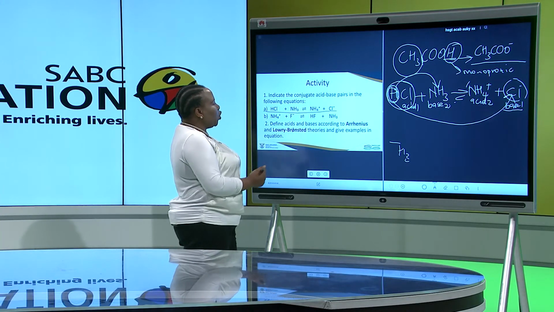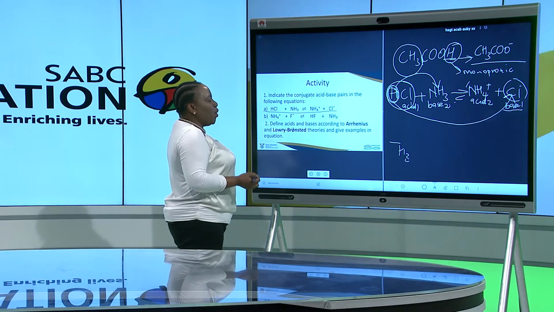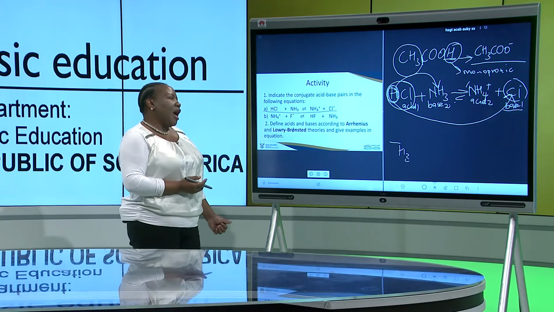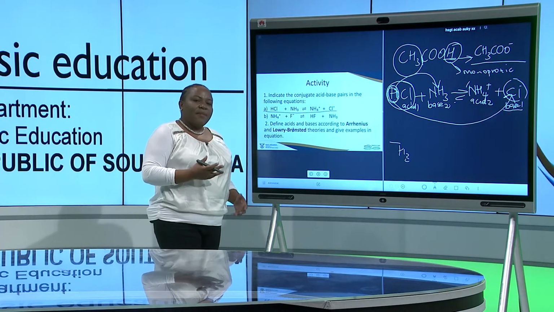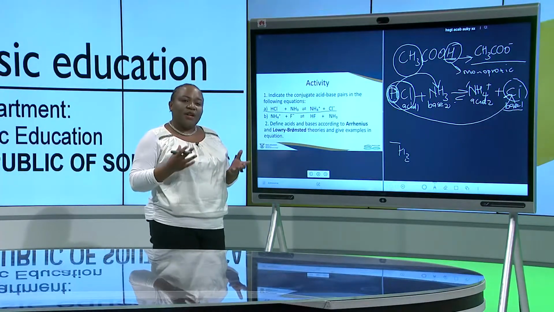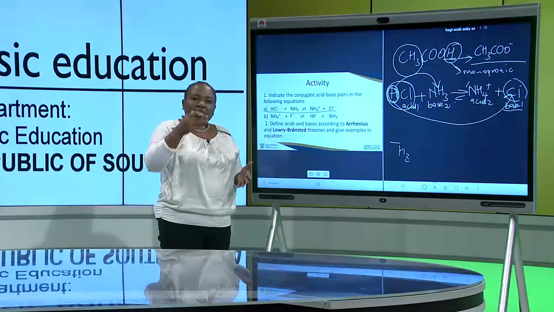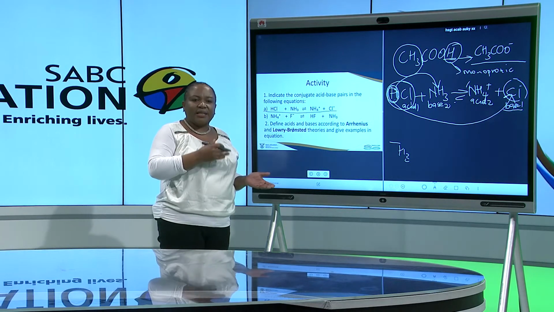Now, we can also look at the second example, which I'm not going to do because of time. We also need to define acid-base according to Arrhenius and Lowry-Bronsted theory and give examples. Remember, these principles are very important because they are definitions, and they are defining everything that you are doing. Since I started with the reactions, I've been using the 2 principles of Arrhenius and Lowry-Bronsted.